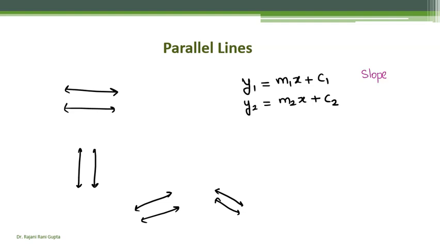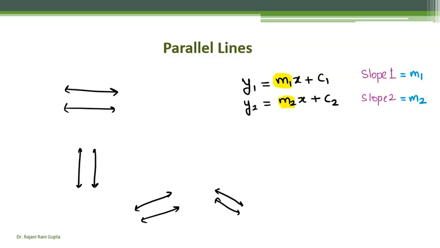Okay, so if we find the slope of line 1, let me call it slope 1, and we calculate the slope of line 2, that is slope 2. So what is the slope? Yes, it is the coefficient of x. So for first line, the slope will be m1. And for the second line, again the coefficient of x, it will be m2.